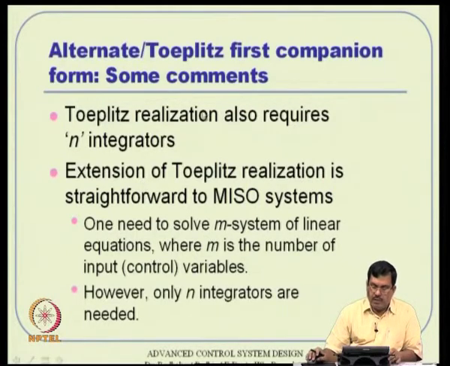So, no matter what realization you talk about, if the transfer function has an nth order denominator polynomial, then you certainly need a number of integrators like n. So, you need n integrators to realize that.